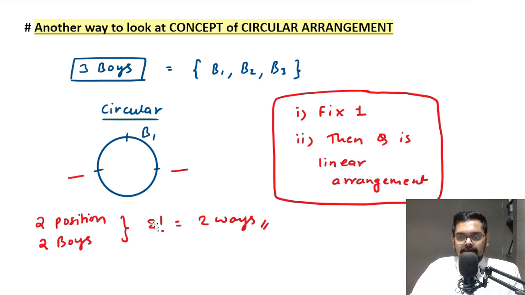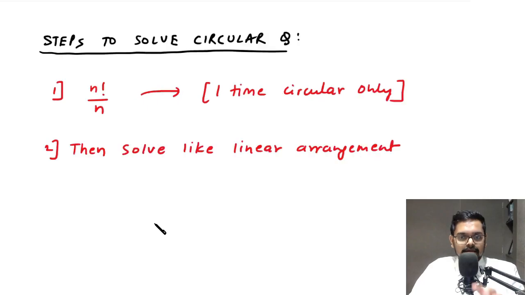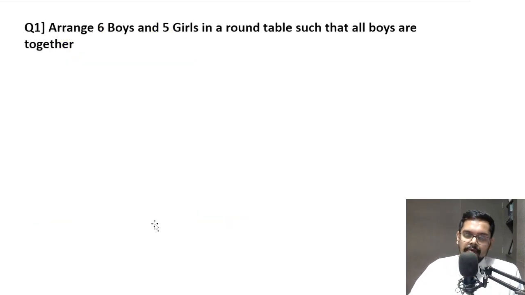Okay, so this is one way to solve the question, and this is the other way which you have seen, n factorial by n. I will solve the question by both the ways. So the first question in front of your screen: arrange 6 boys and 5 girls at a round table such that all boys are together. This is a good question. Try this by yourself, then look at my solution.